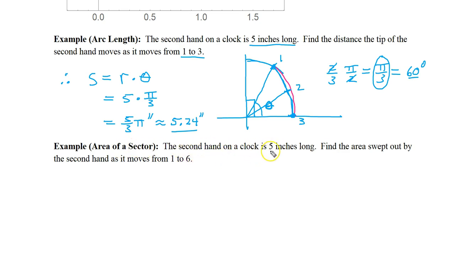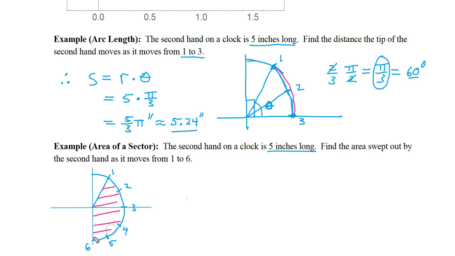Now let's take a look at this example. Suppose the second hand on a clock once again is 5 inches long. We want to find the area now swept out by the second hand as it moves from the 1 to the 6 position. So let's draw a diagram here to represent what we want to find. This is the second hand right here, and it moves from 1 to 6. So what we want to do is find the area of this shaded region.